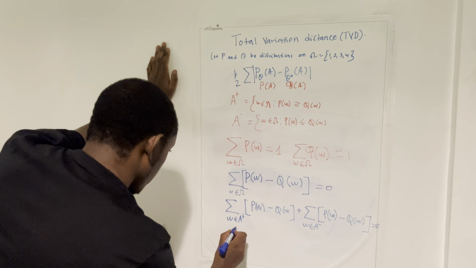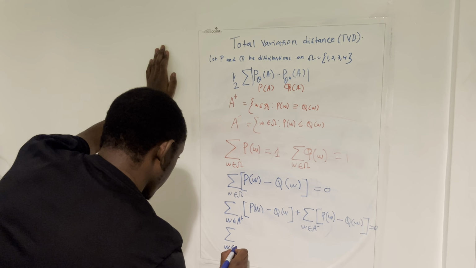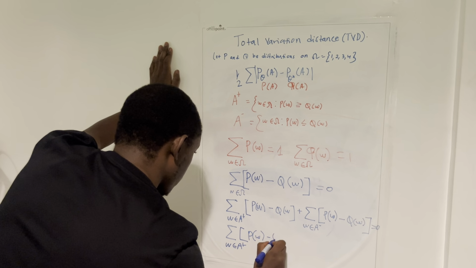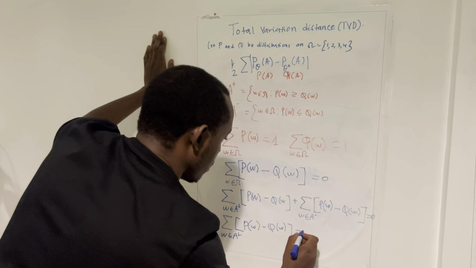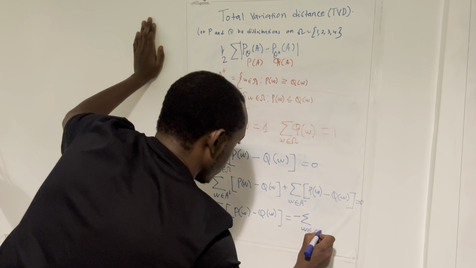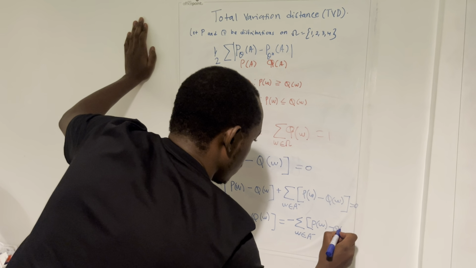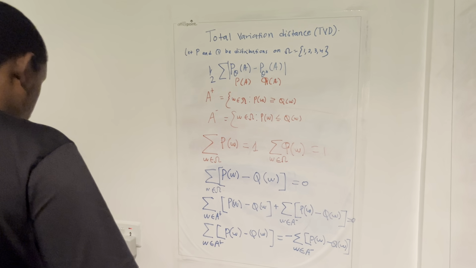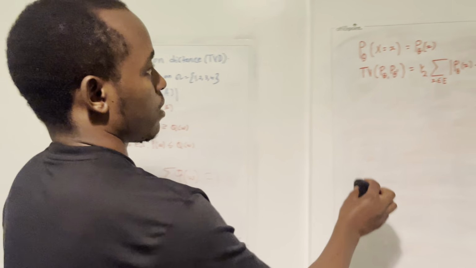So basically, you can have this omega, an element of A plus. So you're having this P minus Q. This is equal to basically negative of omega, an element of A minus, so we put the negative sign there. But maybe let's just extend here.